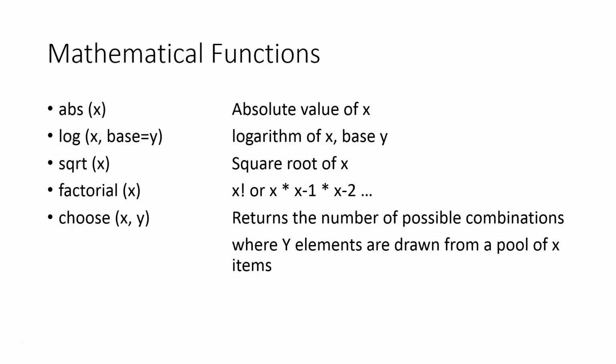Let's look a little more at some mathematical functions. This is the second category that we have. I didn't put them all up there, but I put some of them up there that I thought might be useful. The first one is absolute value. So if we have negative 25 and we put it into an absolute value function, it's going to return 25. That's not terribly useful yet, but there may be reasons why you might want to use that. The next one is logarithm.